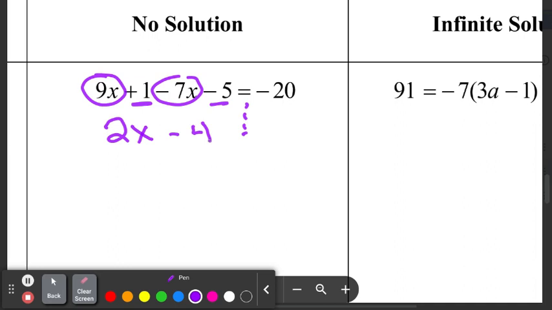Oh, there's a typo over here. Whoopsie. Negative 20. There's supposed to be a plus 2x over here. Oopsie. Okay, my bad. That's part of the problem.